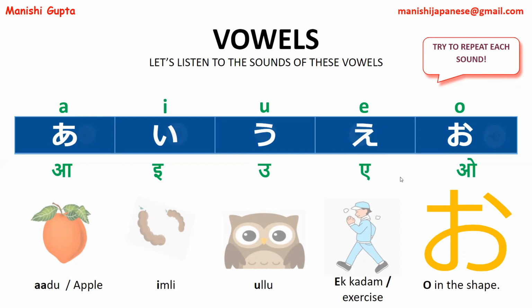Now let's move to the fourth vowel, which says E in English, but the actual pronunciation will be A, not E. Okay, next, the fifth one is O in English and the same in Hindi, O.